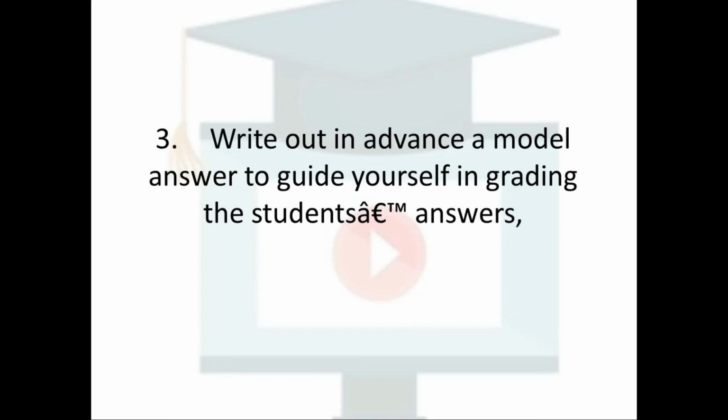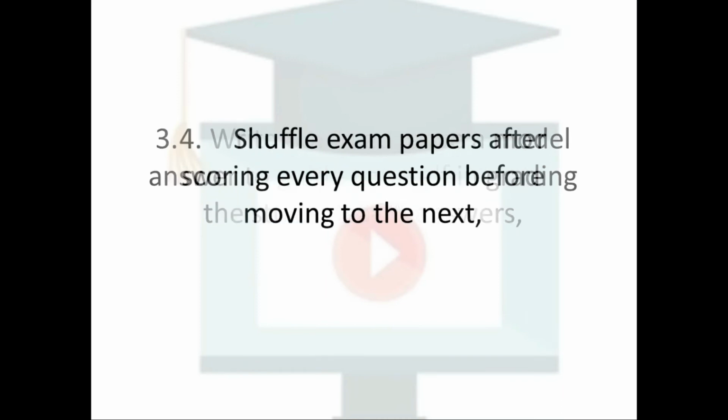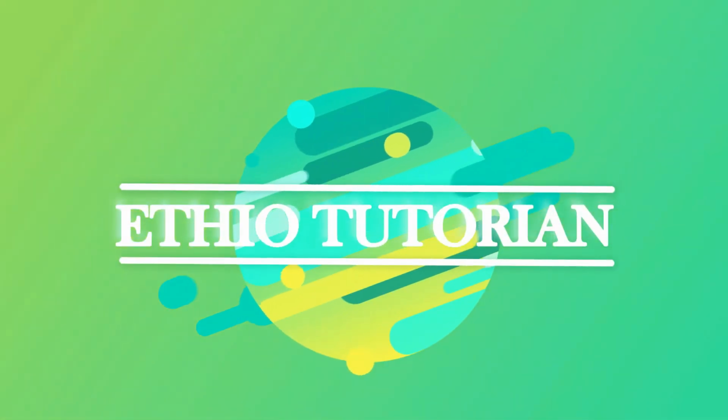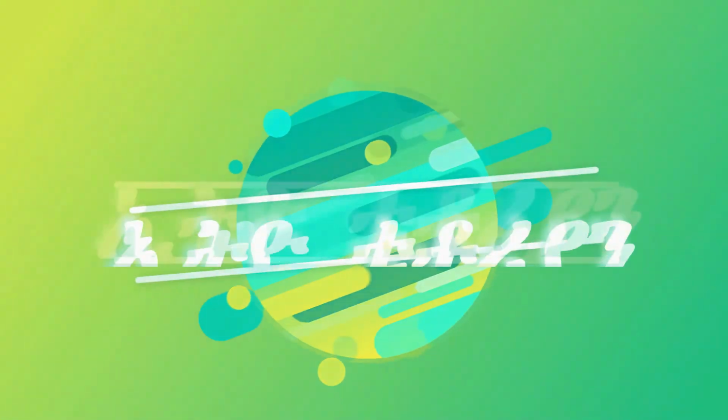3. Write out in advance a model answer to guide yourself in grading the students' answers. 4. Shuffle exam papers after scoring every question before moving to the next. 5. The names of test takers should not be known while scoring to avoid bias.